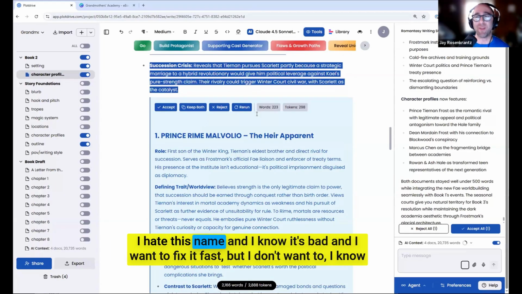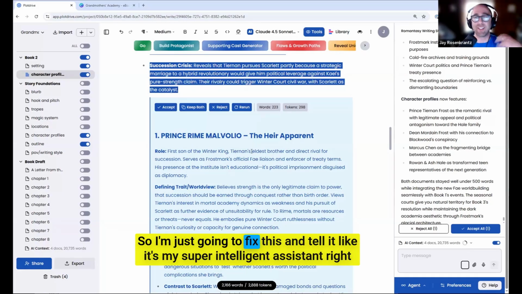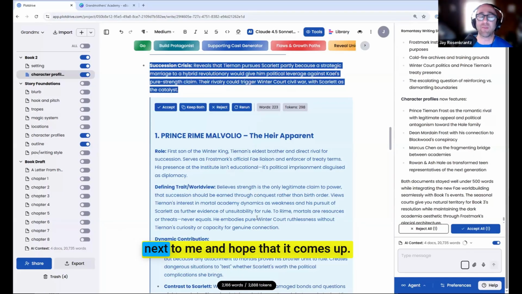I hate this name and I know it's bad and I want to fix it fast, but I know enough to know I don't want to spend an hour thinking about names or generating names. So I'm just going to fix this and tell it like it's my super intelligent assistant right next to me and hope that it comes up with something good.